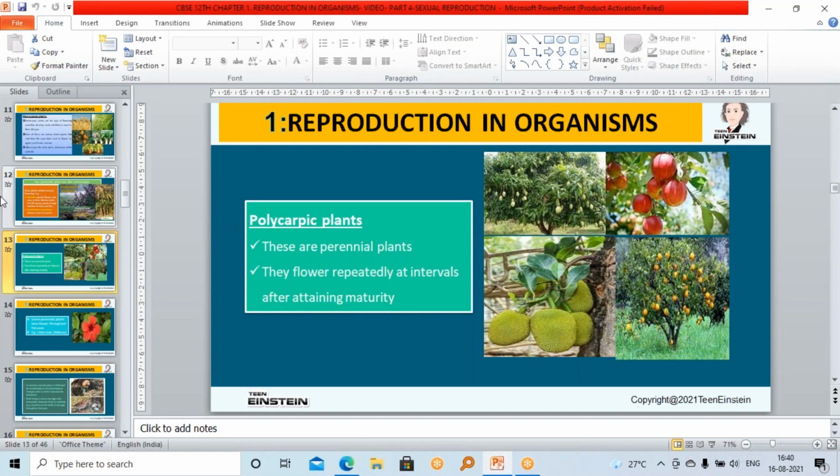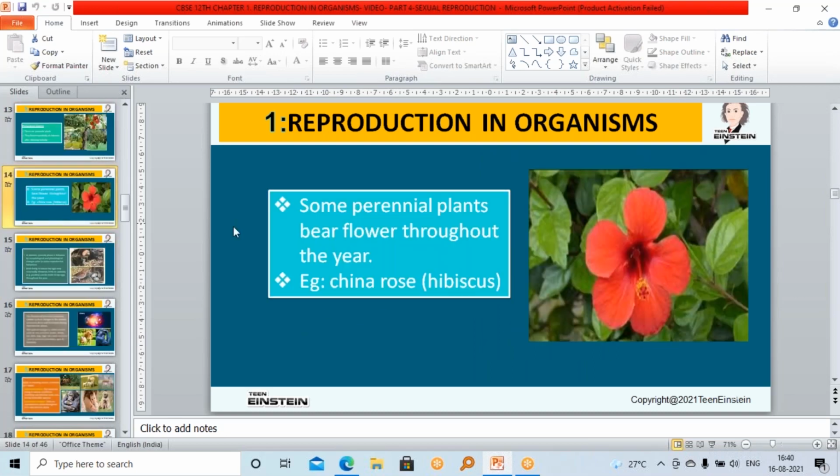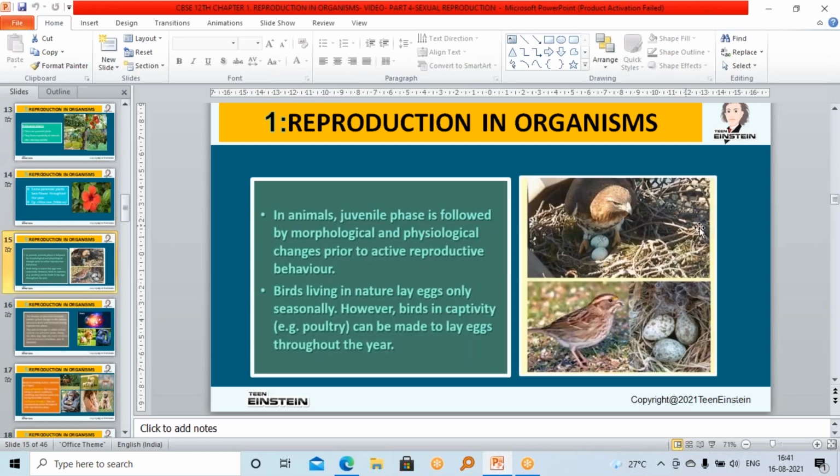Next, in some perennial plants, you can see they bear flowers throughout their life cycle, or throughout the year. For example, China rose, which is the hibiscus plant. In the hibiscus plant, you can see flowers every time. There is no particular flowering season in the hibiscus plant, so throughout the year it will flower.